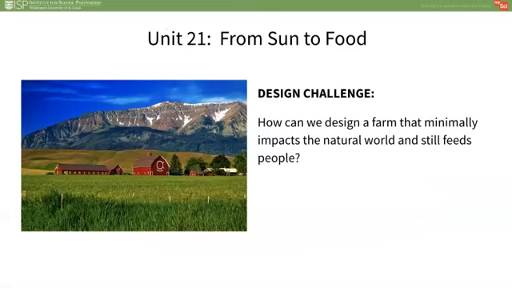At this point, you should revisit the design challenge of this unit, in which students are designing a farm that minimally impacts the natural world and still feeds people. You should check in with students to discuss what they have found over the past several lessons that could be considered as they develop their models. Ask students to turn and talk to a partner, then share out some answers to the whole class. You may want to write some of their ideas and questions on a piece of chart paper to revisit throughout the remainder of the unit.